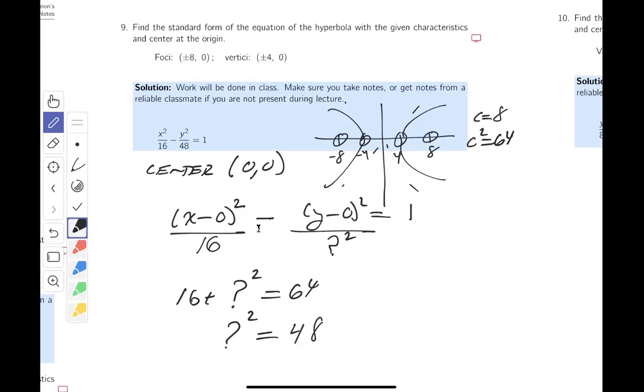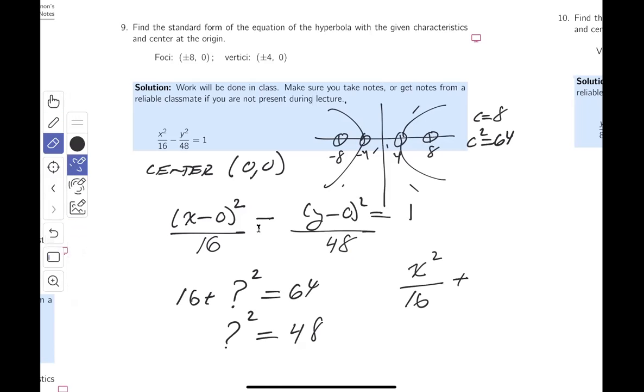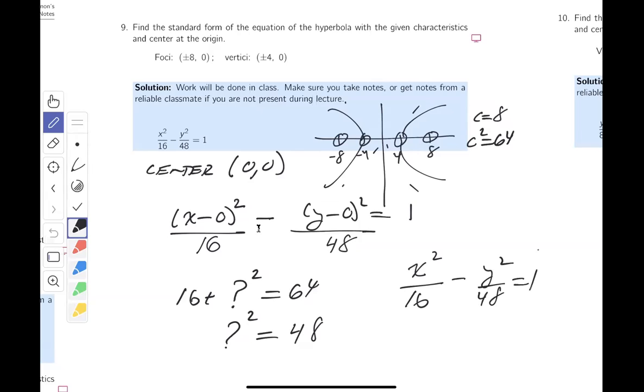Let me get my eraser out. We'll look at the key later, but I want to clean it up a little bit. This is going to look like x squared over 16 minus y squared over 48 is equal to 1. We're seeing it right there, which is good news.